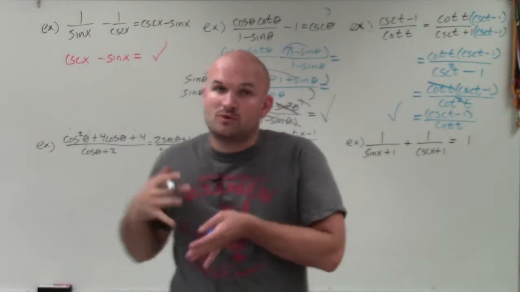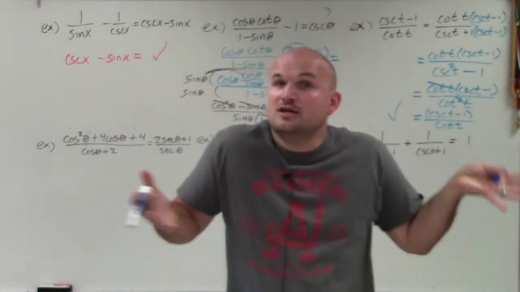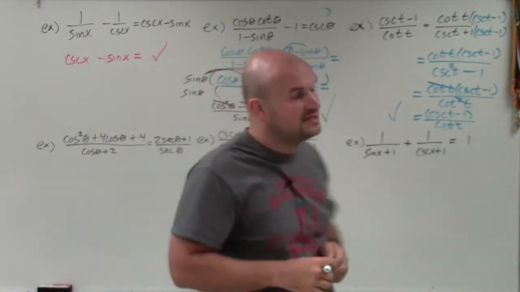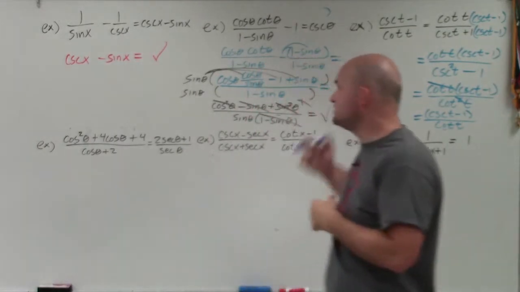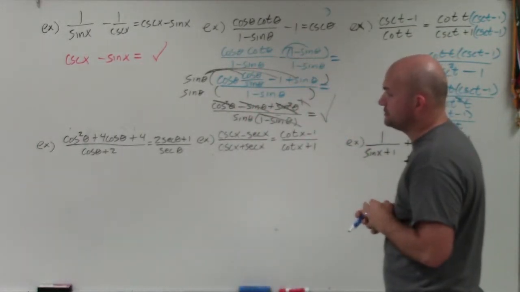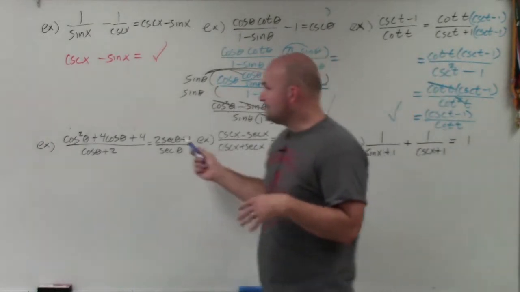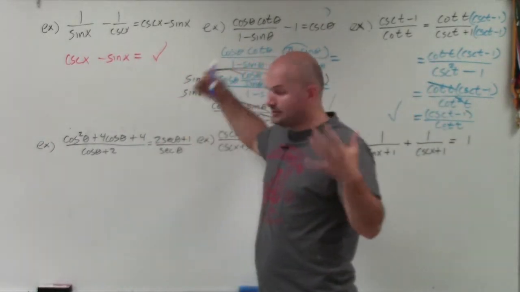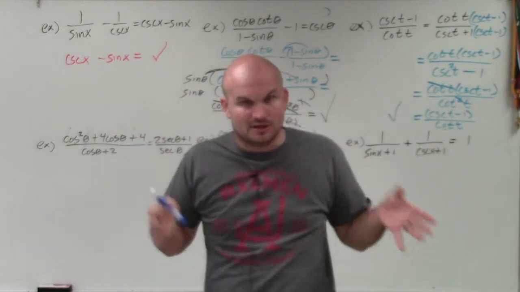So you don't always have to work on the right side or always work on the left side. Just choose a side. And again, you could have done some other work on both sides and arrived at the same verification. Now on this side, again, what we're trying to do is make either the left side or the right side look like the other side.